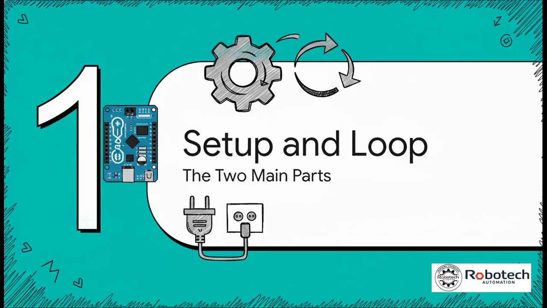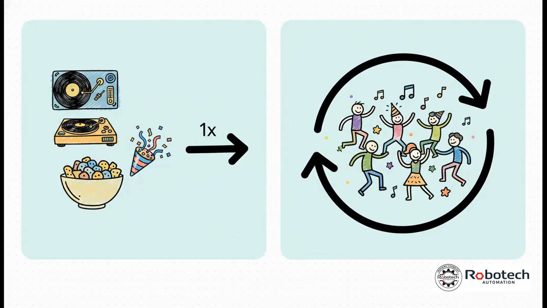Okay, the first thing you'll notice is that the code is basically split into two different sections. Think of them as two main jobs that your Arduino needs to do. You've got setup and you've got loop. So, what's the deal with these two? Well, here's a great way to think about it.